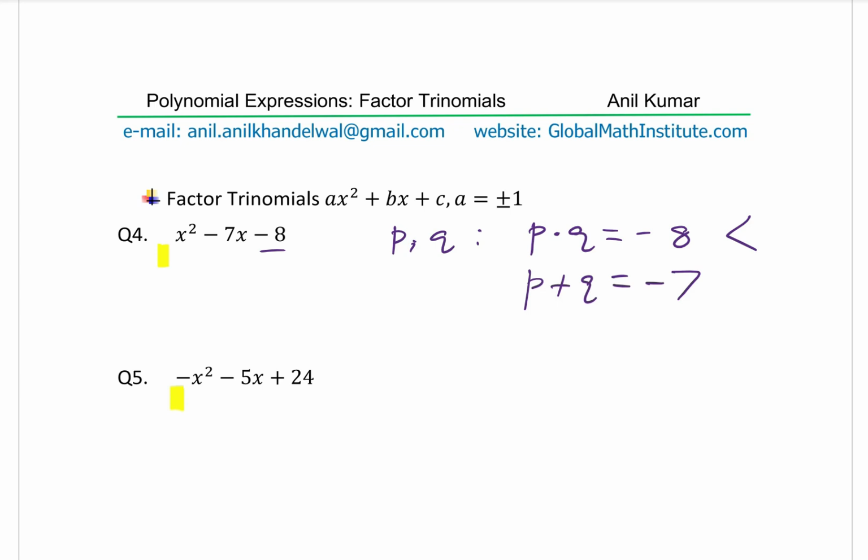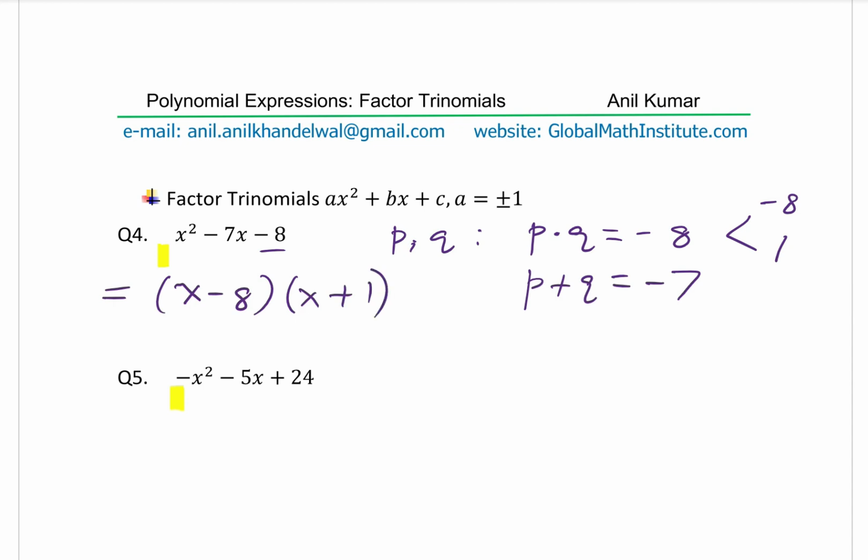Well, when you need a product of minus 8, one is positive, one is negative. Sum of minus 7, the bigger one is negative, right? So 8 and 1. So minus 8 and 1 can work for you. And therefore, I could write this as x minus 8 times x plus 1. You could verify these results.